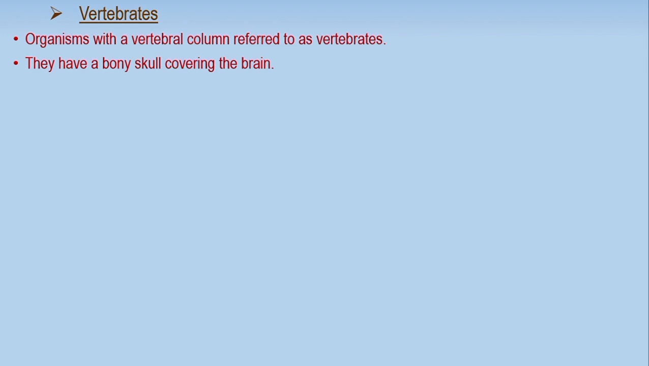So vertebrates means the organisms belonging to this group possess a spinal cord, right? Because of that we know them as the vertebrates, and they have a bony skull covering the brain also, right? So this feature is absent in invertebrates, so keep that in mind.